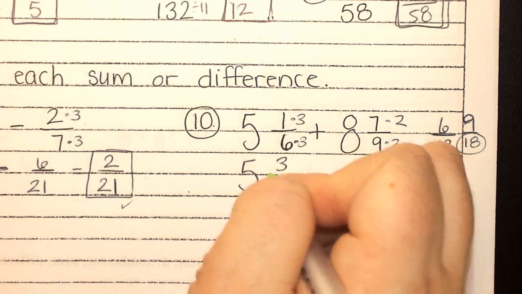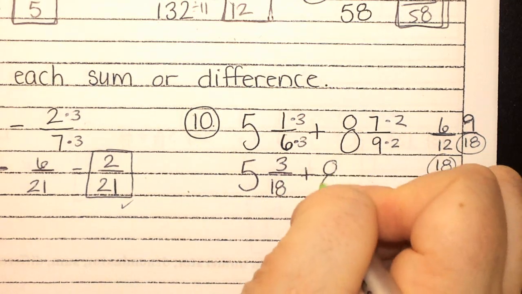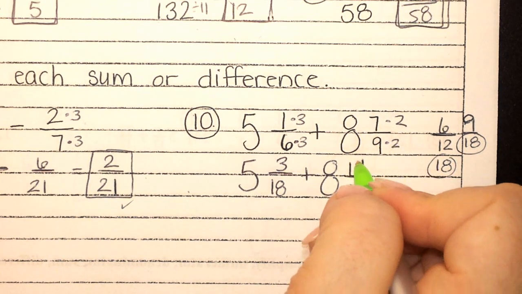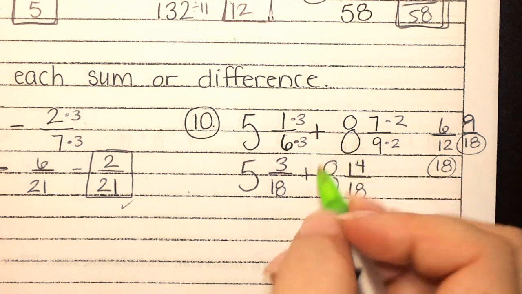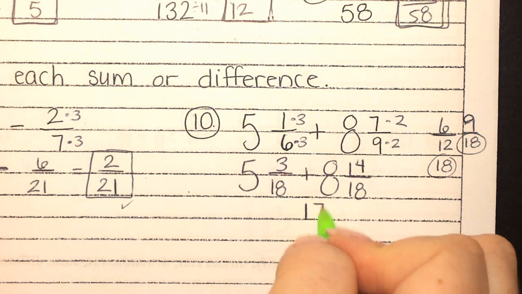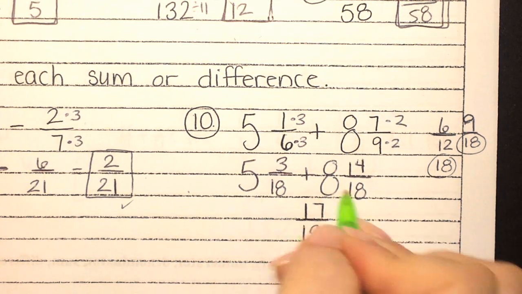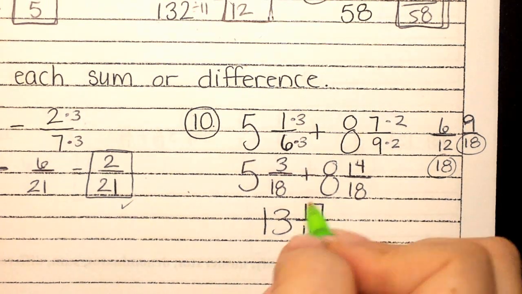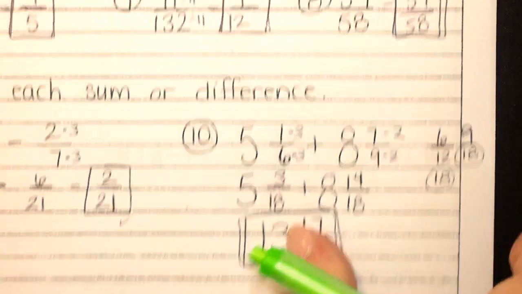3 times 1 is 3. 6 times 3 is 18 plus 8. Make sure we have the whole number. 7 times 2 is 14. 9 times 2 is 18. All right, when I add them, 3 plus 4, 17 over 18. And then 5 plus 8 is 13. Can that simplify? No. If it would simplify, we would need to, but it will not. Okay? All right, if you flip that over.